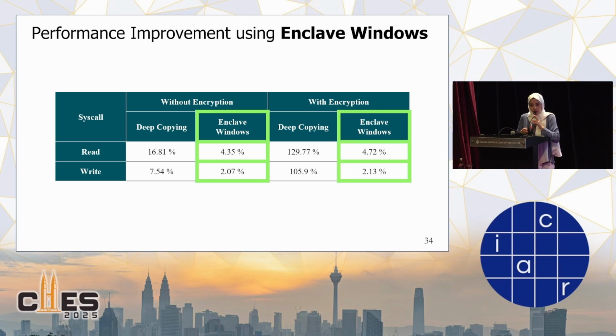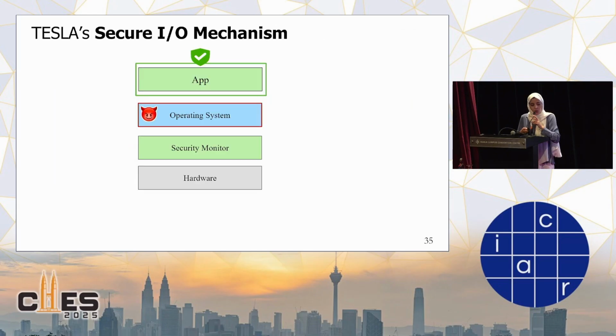So this was about how we handle system calls. Now let's look at how we handle I/O communication. Since the enclave memory remains encrypted at all times, the data that the application wants to share with the device would also be encrypted. So to write data to a device, the application would make a system call and transfer control to the security monitor, which would also see this data in an encrypted form.